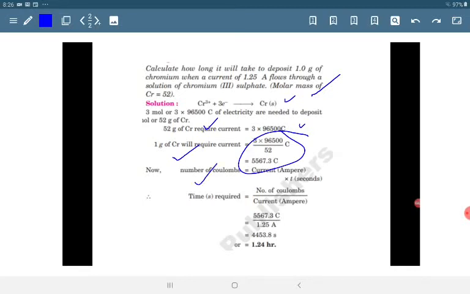Number of coulombs is equal to current in amperes into time in seconds. So from here time required can be calculated, and it comes out to be 4453.8 seconds, and we can convert it into hours.